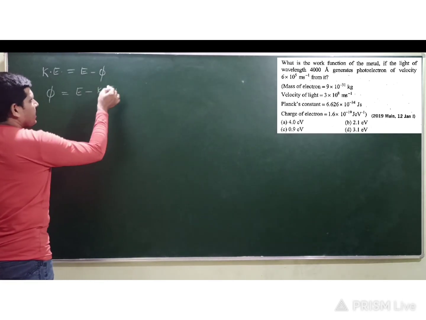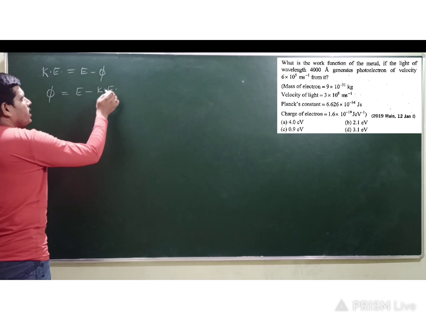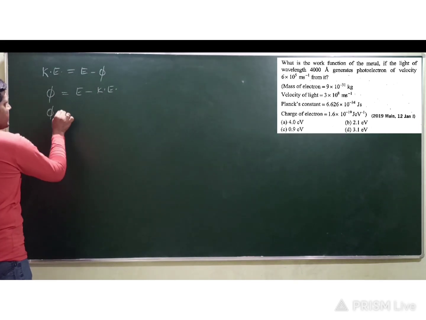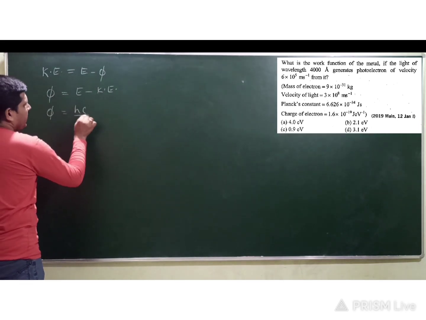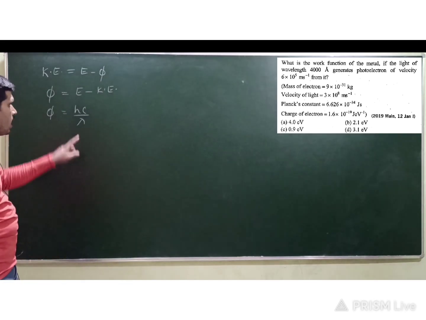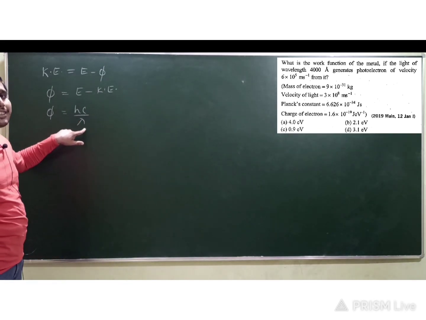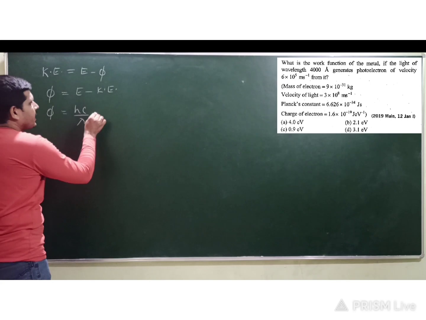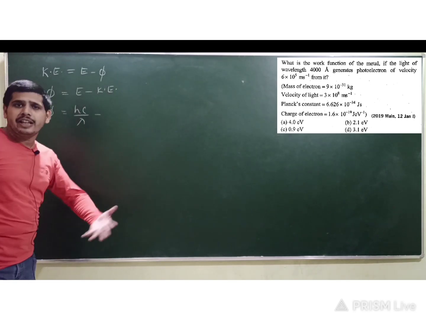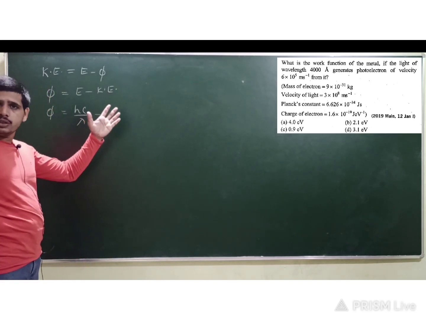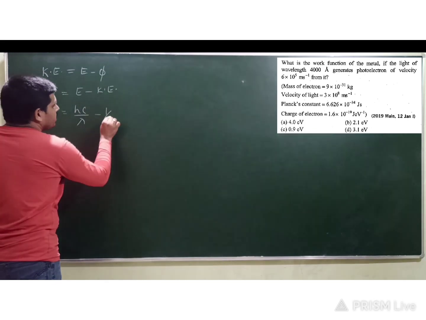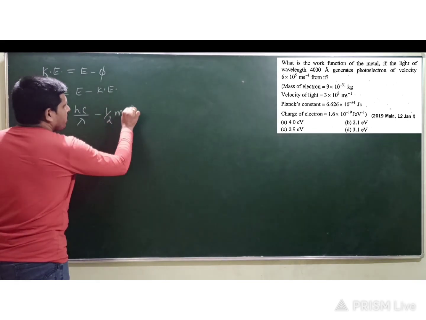So what I will do is I will write kinetic energy as half mv square in the next step. So phi is equal to hc by lambda. Why do I have to write hc by lambda? Because wavelength is given, not the frequency. Okay, what is kinetic energy? Sometimes kinetic energy value will be given directly, but here it is told velocity. So what should I do? I have to apply that formula, half mv square.